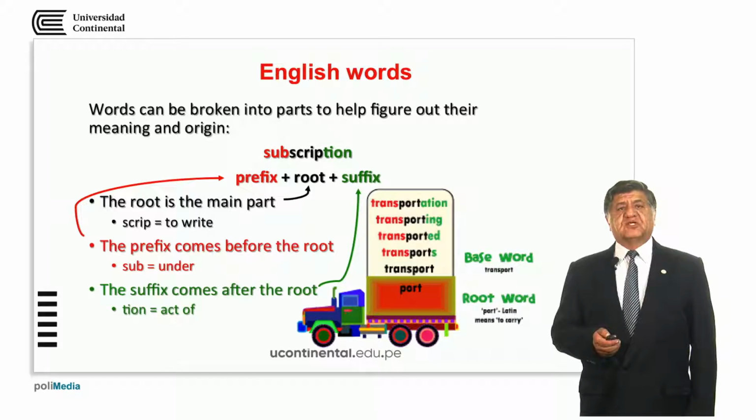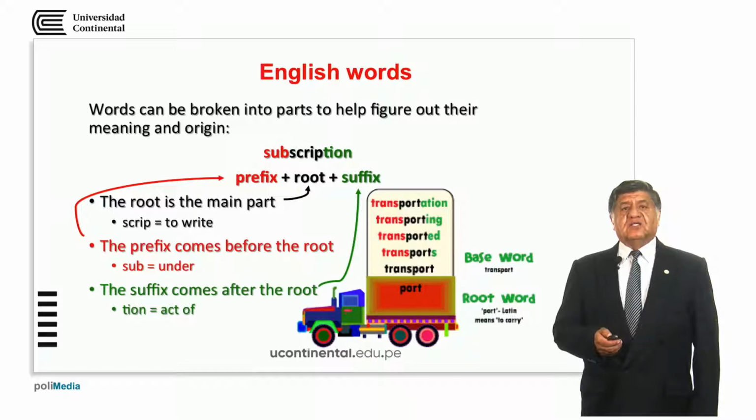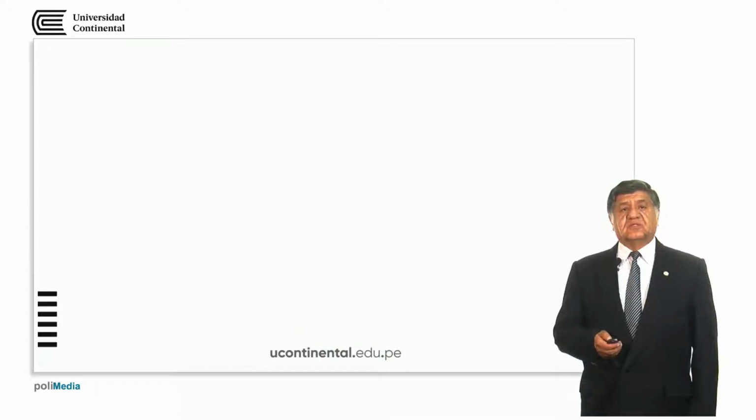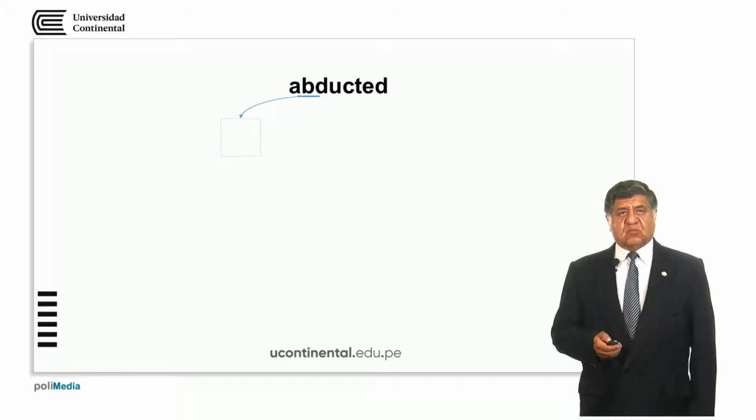For example, subscription. Sub means under, and tion means an act of, and subscription is an act of subscript. Okay? The same we have in transportation. We have transport as the root, transports, transporting, transportation. Okay, the base word is sometimes formed with two roots, as we are going to see in some moment.